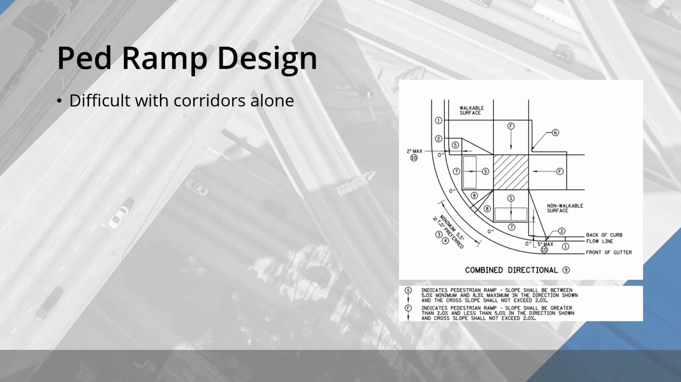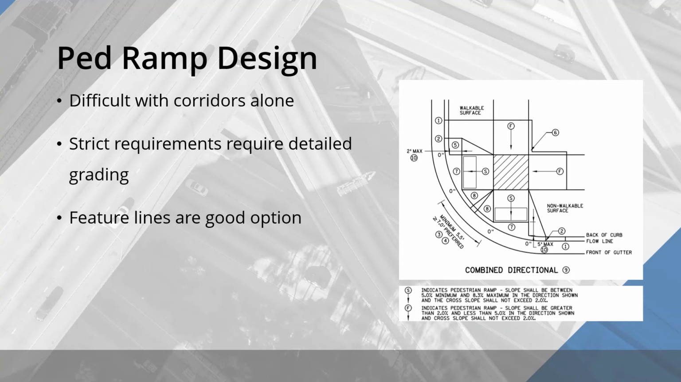A few things to note. These are difficult to grade with corridors alone. There are strict requirements that require detailed grading. That's part of why it's difficult with corridors. The other piece is that PedRamps become non-parallel or non-perpendicular to the corridor itself. For my curb line, I would typically run a baseline in my corridor to have it model out that curb. Well, the sidewalks in this area are not perpendicular or parallel to that baseline. That's where corridors start to fall apart.